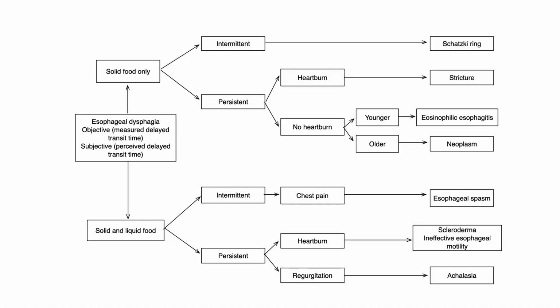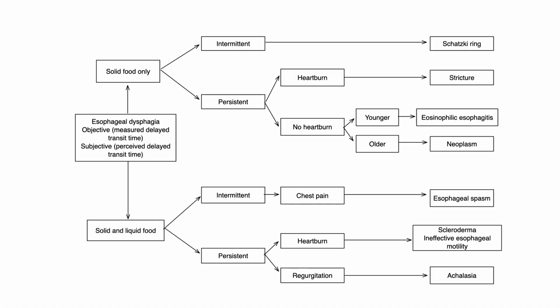So with solid and liquid food, if it's intermittent and they have chest pain associated with it, it's probably a spasm. You can imagine that with a spasm, it could prevent the esophagus from functioning at all, so you can't swallow solids or liquids, and it's only going to be intermittent. Whereas if it's persistent and they have heartburn, that can be associated with scleroderma or just ineffective esophageal motility, and if they have regurgitation, achalasia.